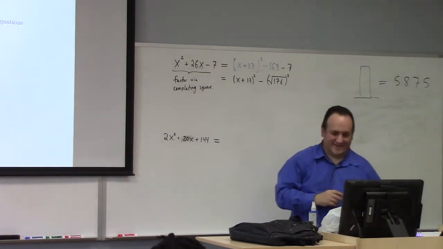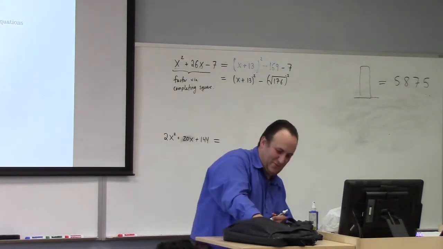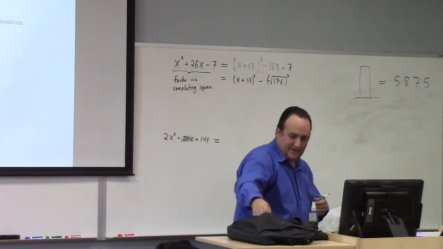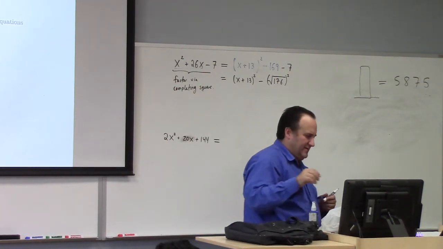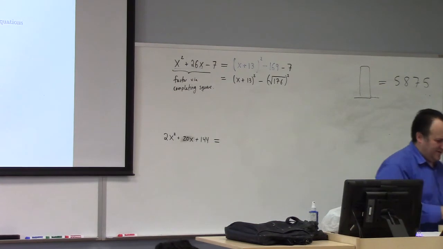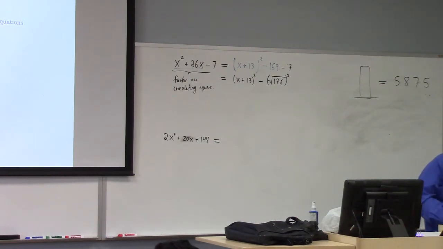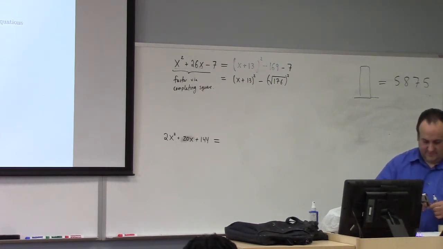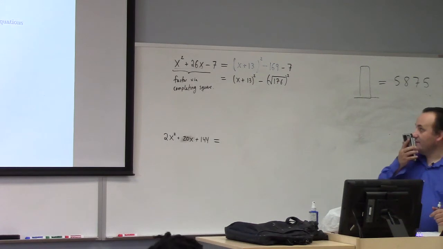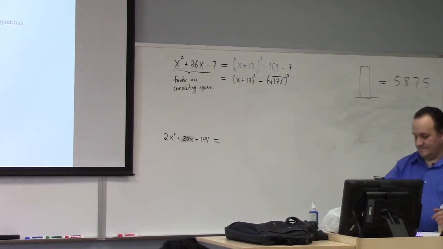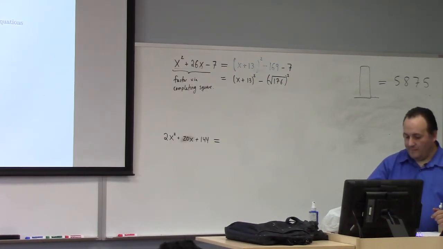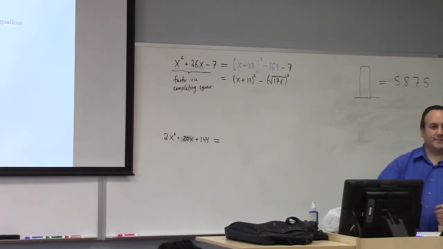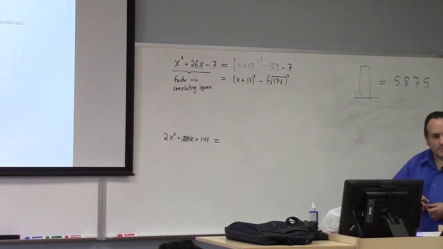Please tell me 176 isn't something nice. That would be so annoying. I left my calculator. Oh no, I left my calculator home. Oh man. It's okay. I'll ask Google. Square root of 176. Okay, nothing nice. Yep. 13 squared is 169.